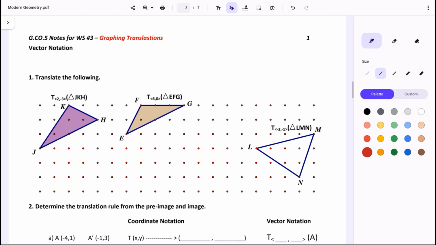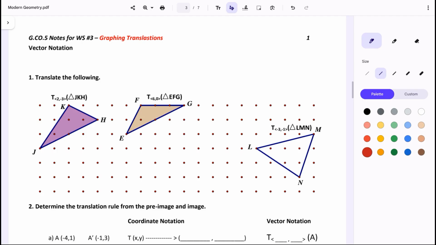And remember, last unit we talked about a translation being something that just slides something around. It pushes it left, right, up, down. It's not flipping it over like a reflection does. It's not turning it like a rotation does. This is a little bit different.